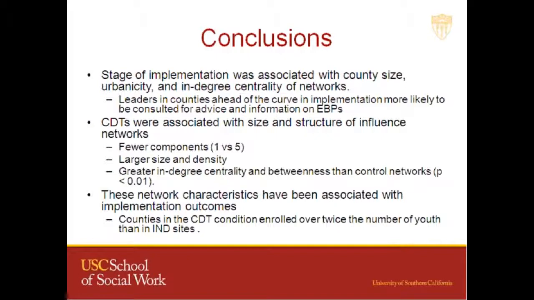Likewise, the community development teams were associated with the size and the structure of the influence networks. There were fewer components, only 1 group versus 5 separate or isolated groups in the control condition, much larger size and density, as well as a greater in-degree centrality and betweenness, another measure of network connectedness, than in control networks. And these network characteristics, in turn, have been associated with the implementation outcomes, so that those counties in the CDT condition enrolled over twice the number of youth.